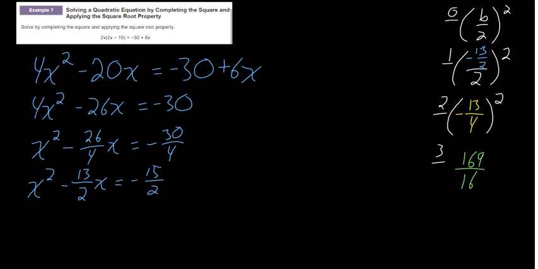So this turns into x squared. Actually, I'm going to go ahead and do the thing where I said I'm going to skip a step, just to show you what I was talking about. I'm going to write this in factored form on the left side, because I'm going to be adding 169 over 16 to the left, right? So it's going to end up looking like x minus 13 over 4 quantity squared, and it's going to be equal to negative 15 over 2 plus 169 over 16.